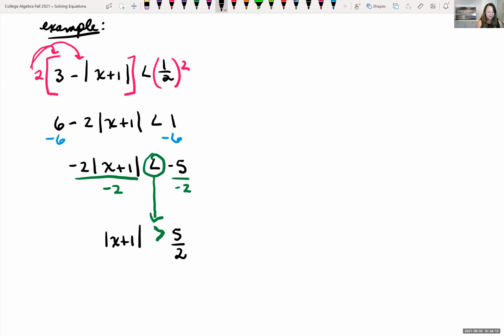So we can drop this. And if it's a greater than sign, it's two separate inequalities. It's x plus 1 is greater than 5/2, or it could be part of the solution set where x plus 1 is less than the negative of 5/2.